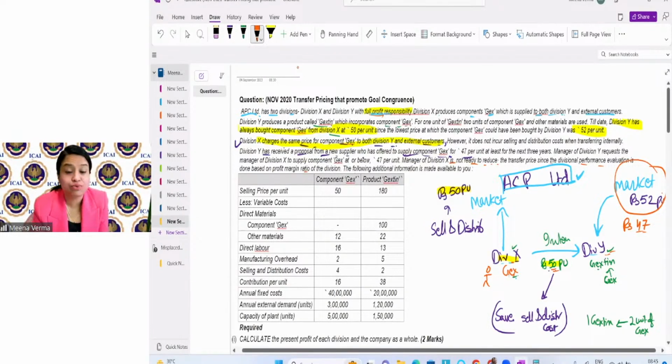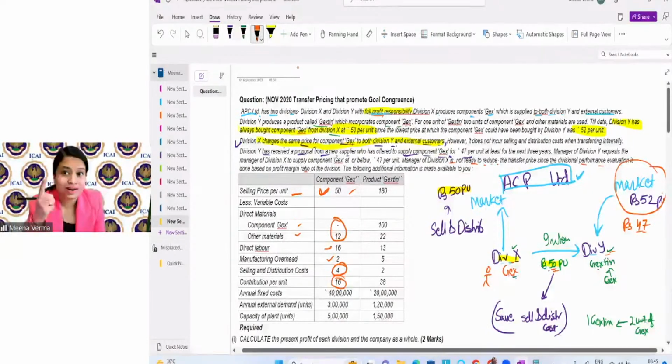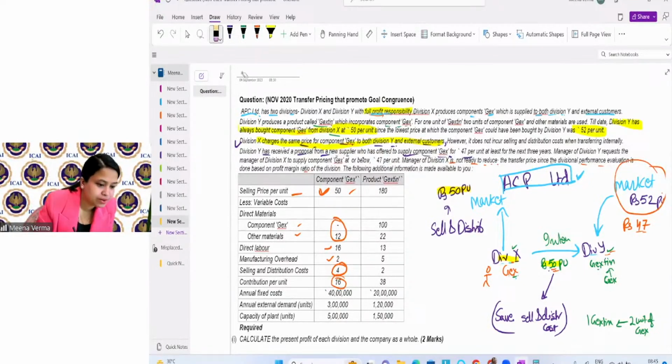All right. What else do you have? Now see what information we have here. At what price is the component being sold? It is being sold at 50 rupees. So the material they are using for the production of jigs is rupees 12. What else? Labor cost, manufacturing cost, and selling and distribution cost, which we are actually saving here, we will consider. The contribution per unit: my point is that when you are transferring internally, actually the price is not 50.